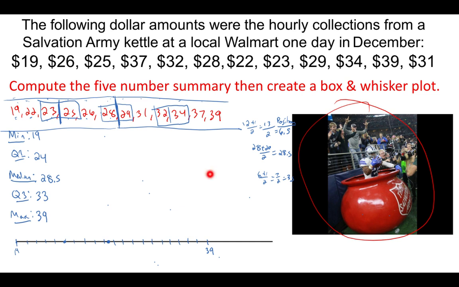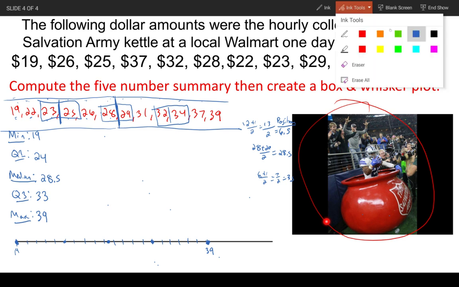29, 30, 31, 32, 33. And if you wanted to label all of these, you could. And then 39 is up here. So those are our 5 numbers on our number line there. Just put little dots there. And then we're just going to draw our plot here. Change colors.